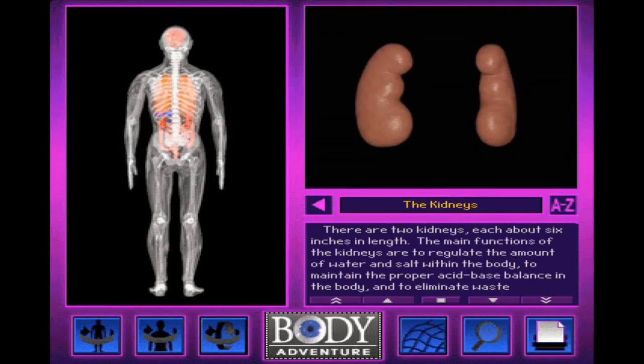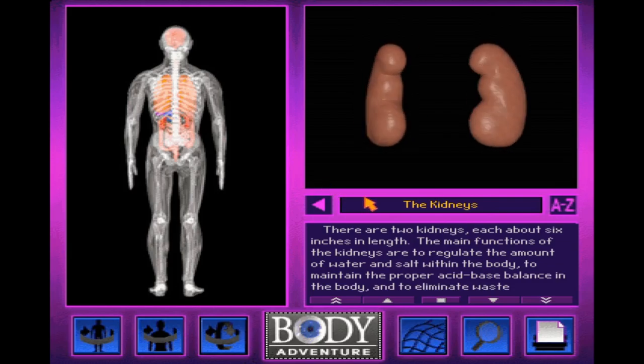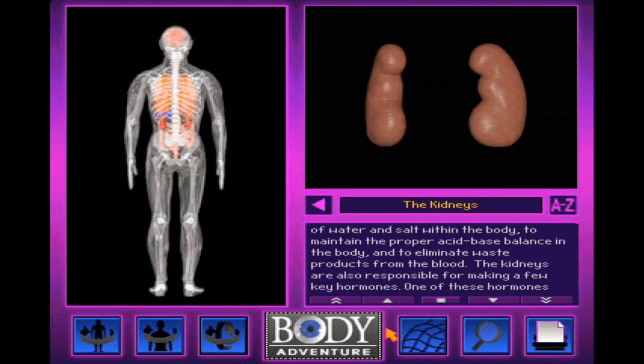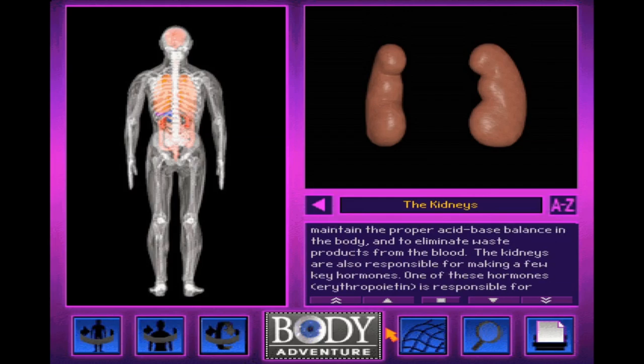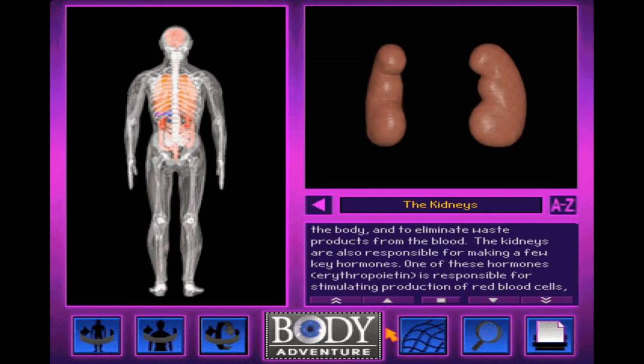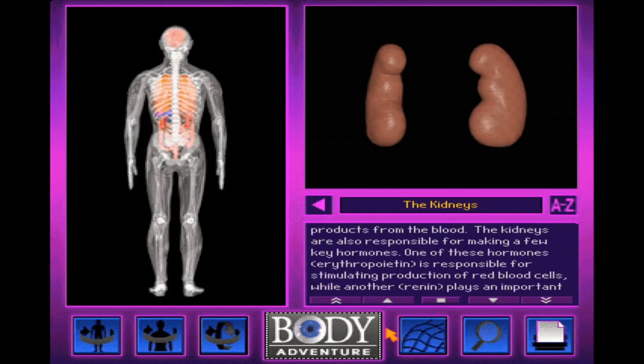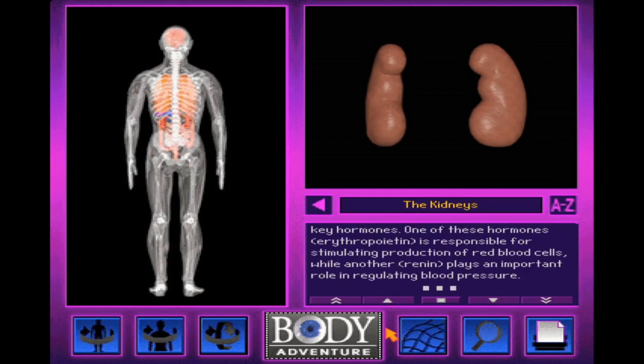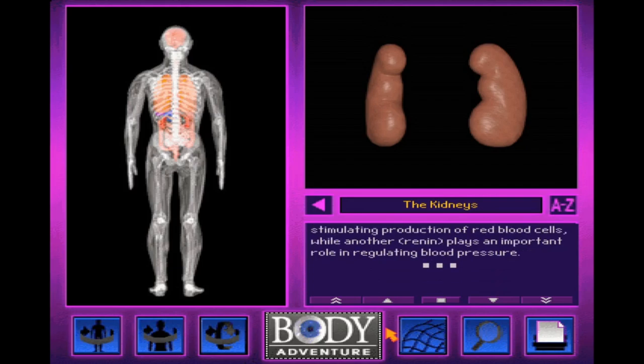The kidneys. There are two kidneys, each about 6 inches in length. The main functions of the kidneys are to regulate the amount of water and salt within the body, to maintain the proper acid-base balance in the body, and to eliminate waste products from the blood. The kidneys are also responsible for making a few key hormones. One of these hormones, erythropoietin, is responsible for stimulating production of red blood cells, while another, renin, plays an important role in regulating blood pressure.